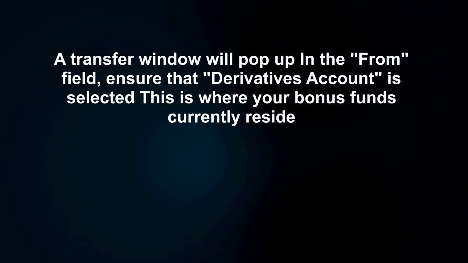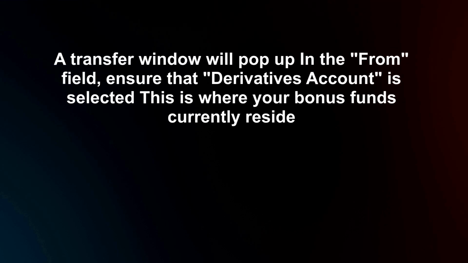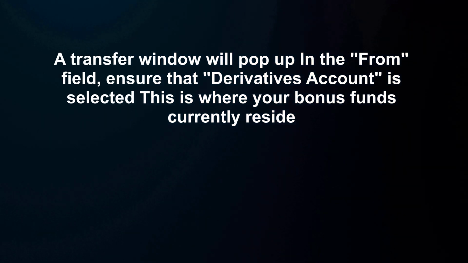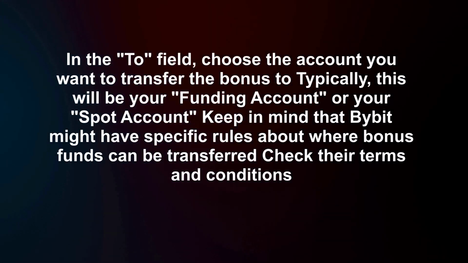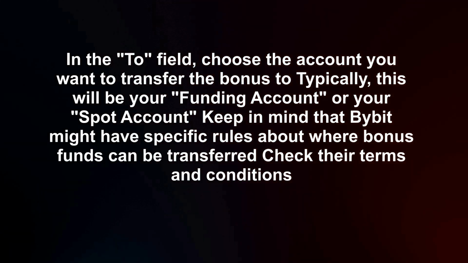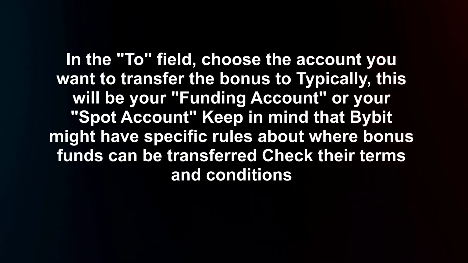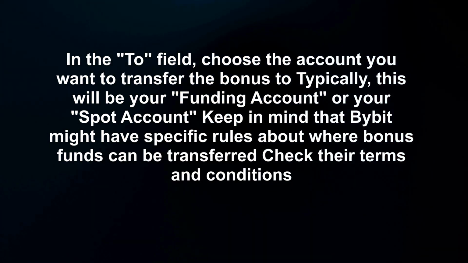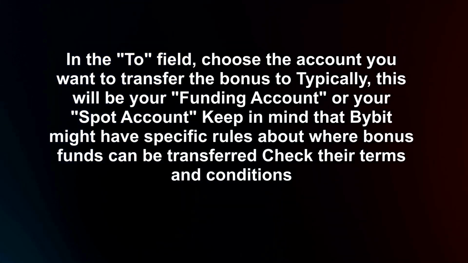A transfer window will pop up. In the From field, ensure that derivatives account is selected. This is where your bonus funds currently reside. In the To field, choose the account you want to transfer the bonus to. Typically, this will be your funding account or your spot account. Keep in mind that Bybit might have specific rules about where bonus funds can be transferred. Check their terms and conditions.